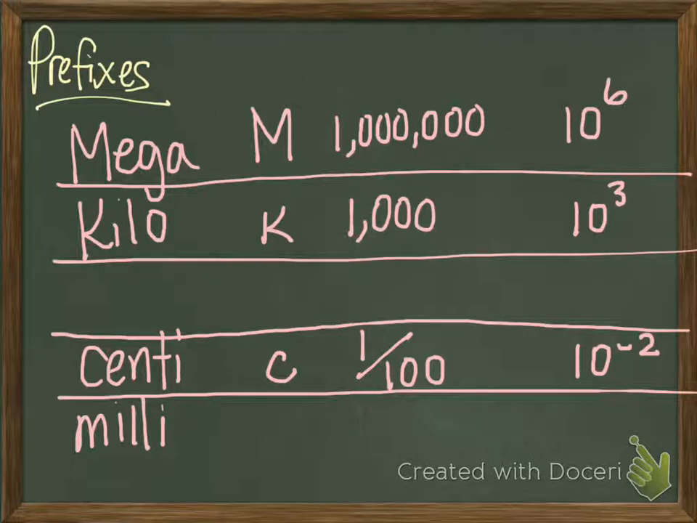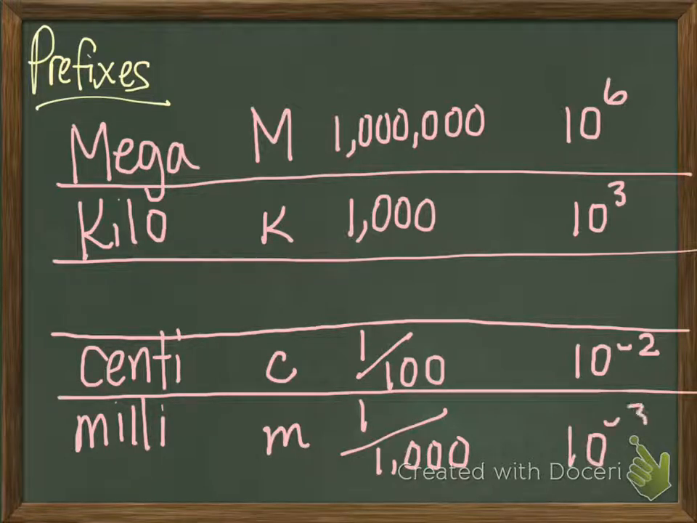All right, milli, the smallest of the prefixes we're going to talk about today. Milli is represented by the abbreviation lowercase m, and it means 1/1000th of something. So its exponential factor is 10 to the -3rd. Don't get your capital M and your lowercase m mixed up. They're very, very different prefixes.